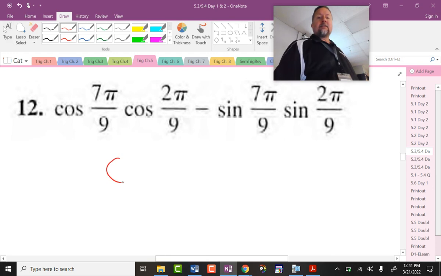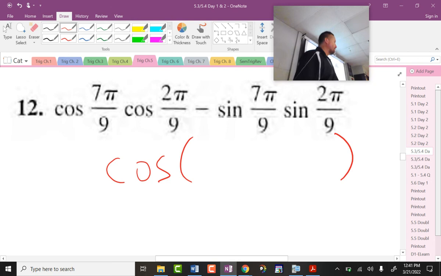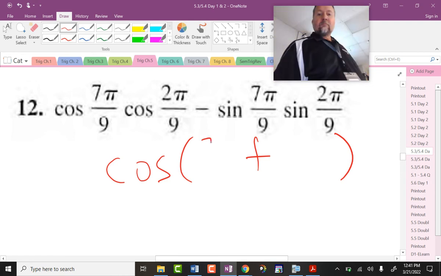Cosine. And then is it sum or difference, from how the formula for cosine shakes out? It is a sum. Who am I adding together to match the parts for A and B? 7 pi over 9 plus 2 pi over 9.